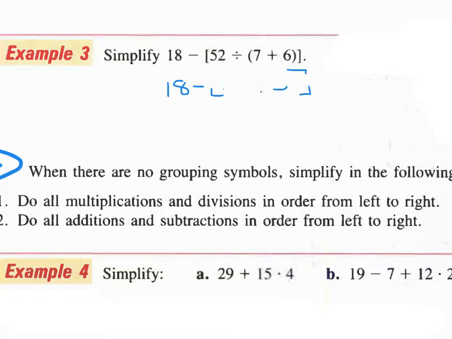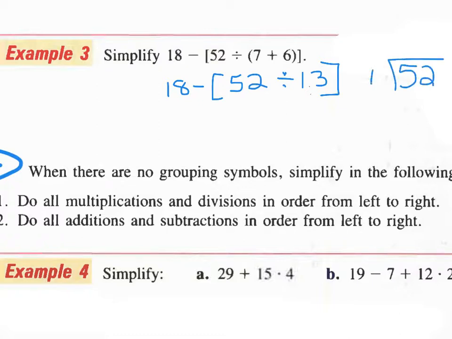Yeah, it's 52. Let me space it out better. All right, so bracket 52 divide 13. And I can even now turn those brackets into parentheses because I've only got one set there. All right, so then 52 divided by 13 is 4. Okay, and if you're not sure, just quickly do it over on the side.